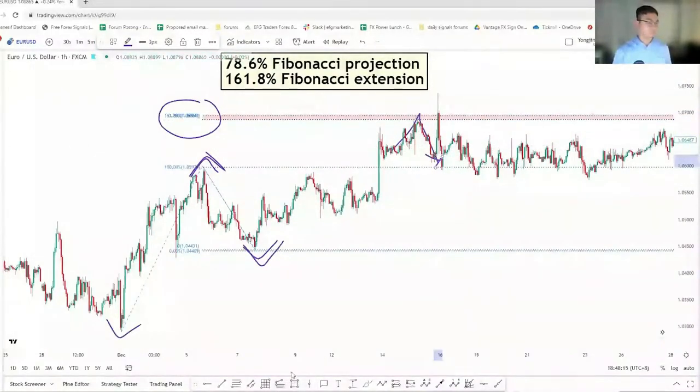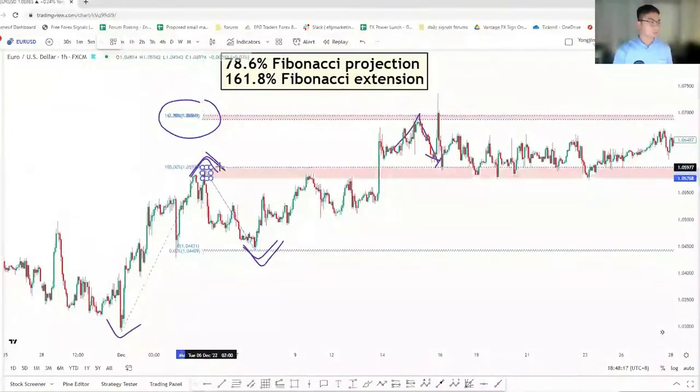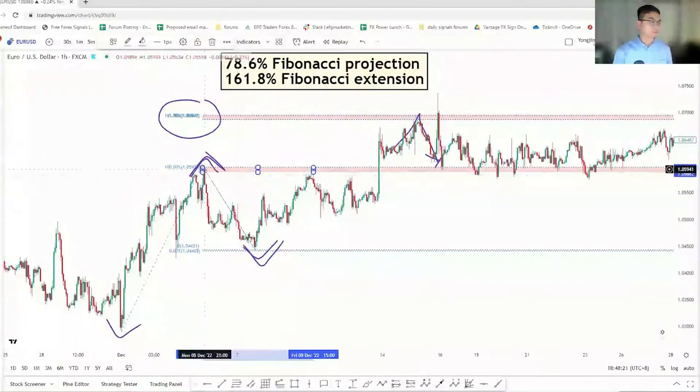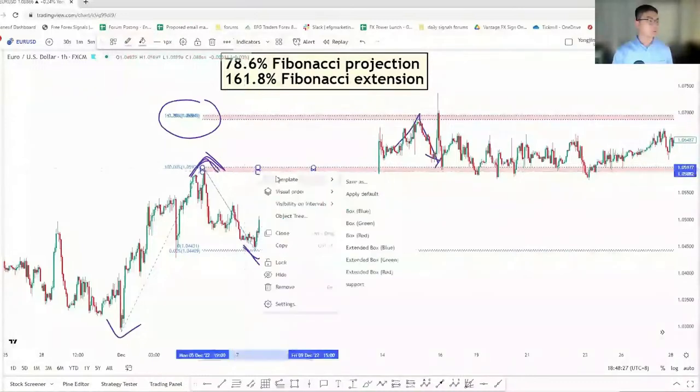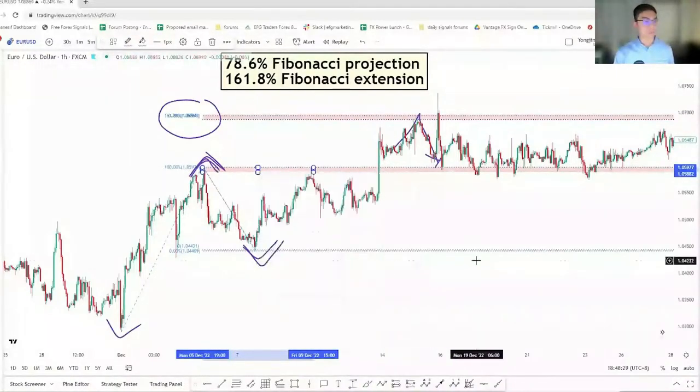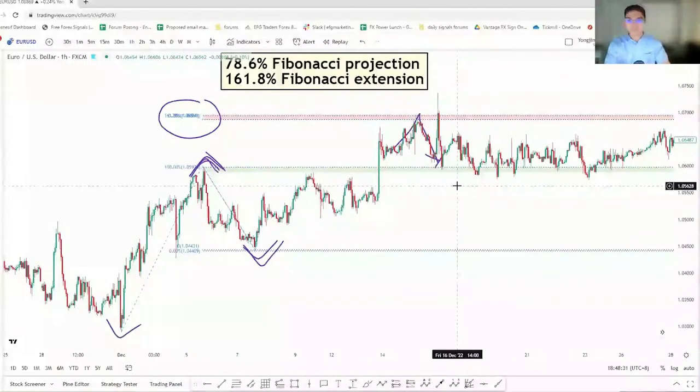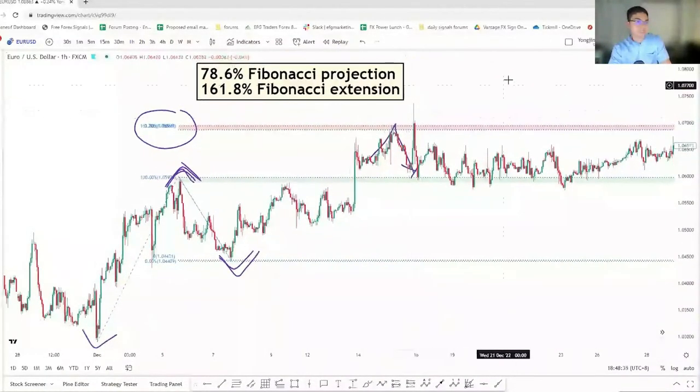Where does it reverse towards? It actually reverses towards more or less the starting point of this Fibonacci high, the previous high right there. So you can call it a support, an overlap support if you want, extended box green. So this could be a nice sell entry that you could have caught right there.